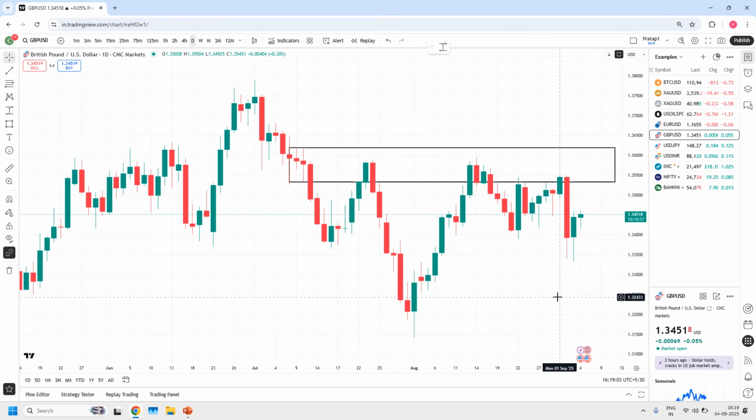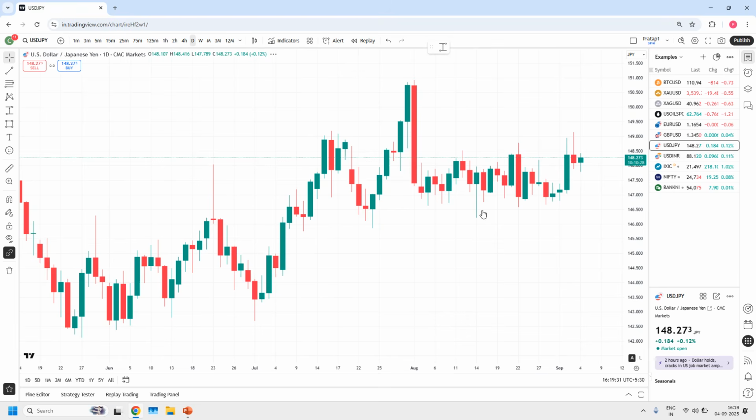Based on these imbalances, we are defining either a demand zone or a supply zone. And how well are they working? They are working very well in the Forex market. We have seen they worked very well in the crypto market. And we have seen they worked very well in the commodity market. We have seen gold, we have seen silver, we have seen crude oil. Okay, next one is USD Japanese yen.